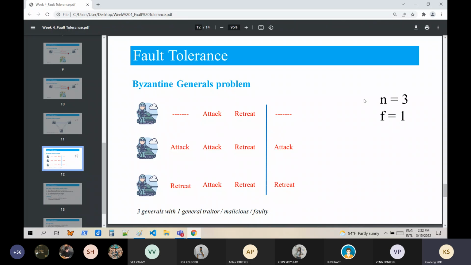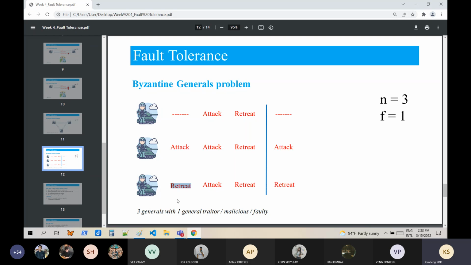So we have 3 armies. For example, the first general is faulty or malicious. The first general didn't say anything truthful because he is faulty, and he sent the messages. The first column is the message that the first general sent to the second general and to the third general. The first general sent to the second general, okay, tomorrow I want to attack, but he sent to the other one, I don't go to attack, I will retreat.